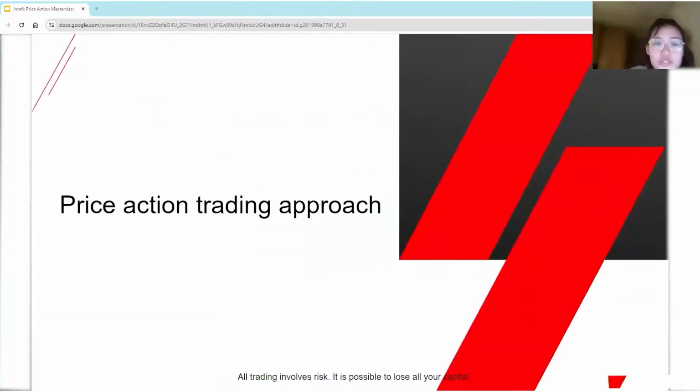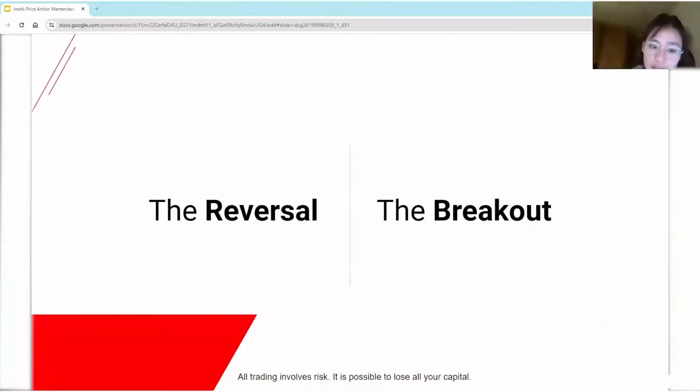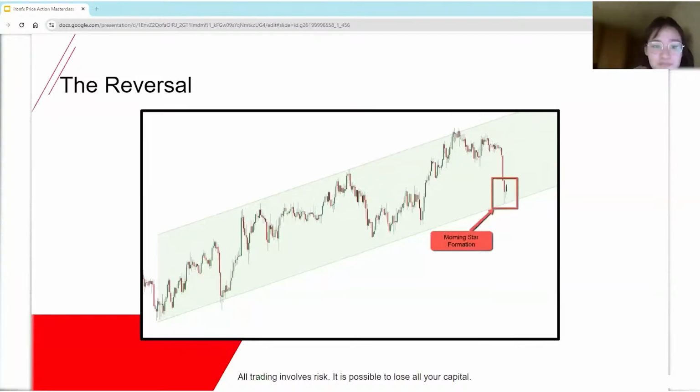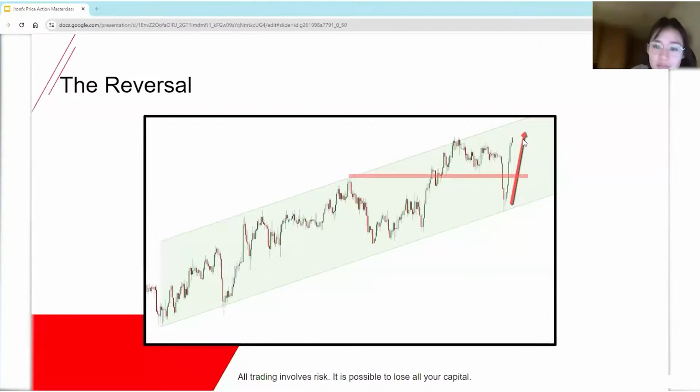So here's our price action trading approach. We have the reversal and the breakout. Here's an example. We have price moving within an ascending trend channel, and we have what's called a morning star formation right at the lower band of our ascending trend channel. So when this morning star formation starts, we are expecting a reversal to continue within the ascending trend channel. You can see that's exactly what happened here.